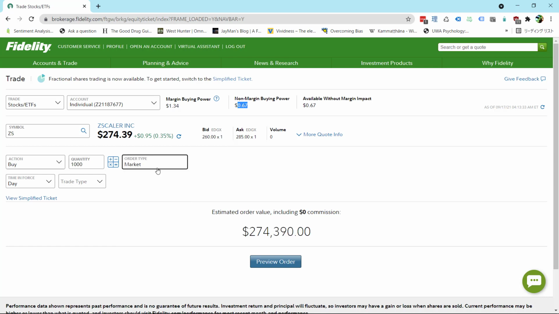Once you select that market right there, your order type, it's going to tell you how much you can expect to pay for this transaction.